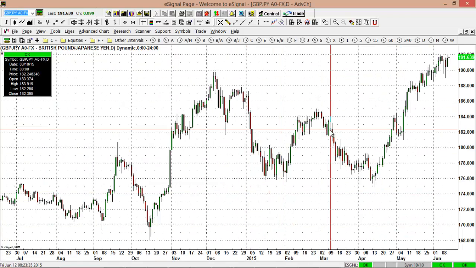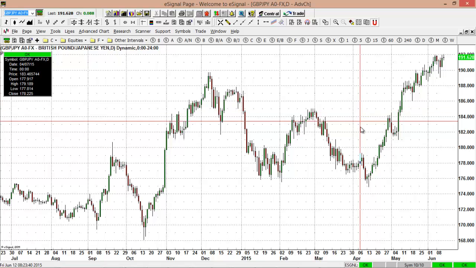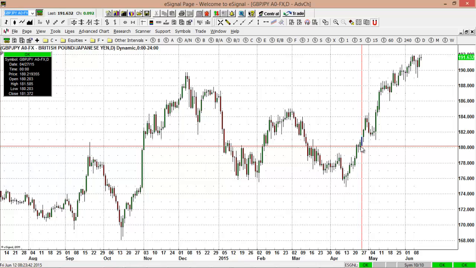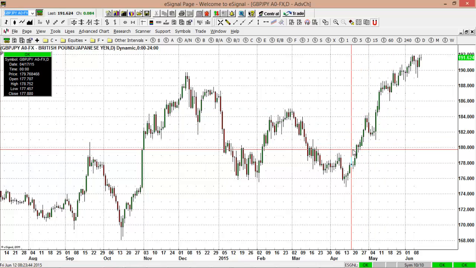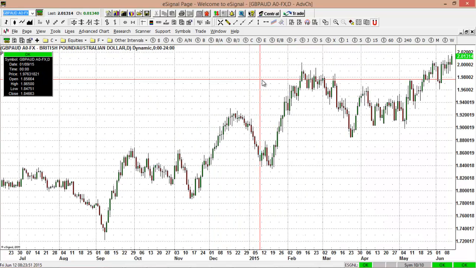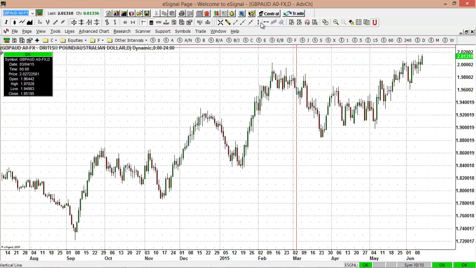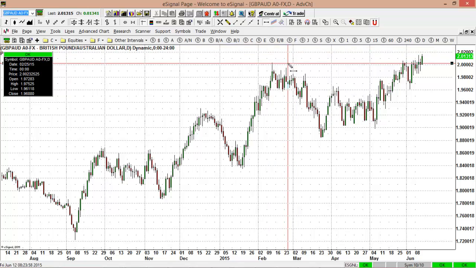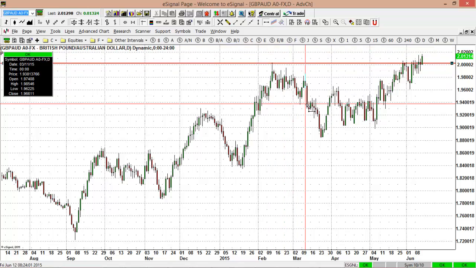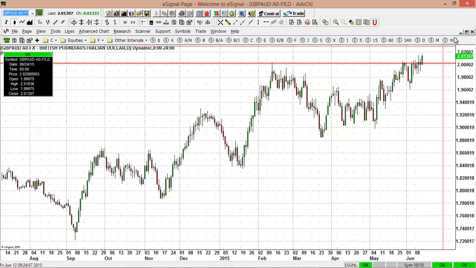So this market continues to make new highs, and we have been speaking about this market and this trade ever since April, where we first entered around this 180 area. Taking a look at the British pound Australian dollar, we see that this market again is challenging the high, and the bulls look to be getting the upper hand at the moment.